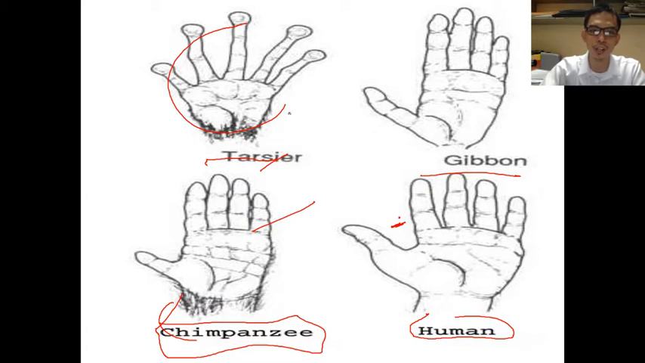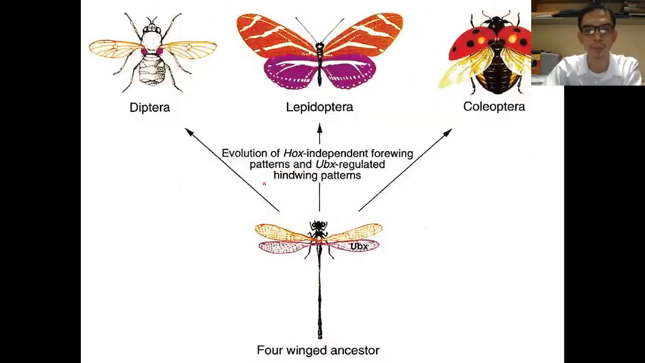Because the hands of your tarsier are used for climbing, but humans do not use our hands for climbing. We use them for something else. It's also the same with the chimpanzee and the gibbon. So we have different functions of the hand, but similar structures. Similar in terms of structures. So that's the hand.